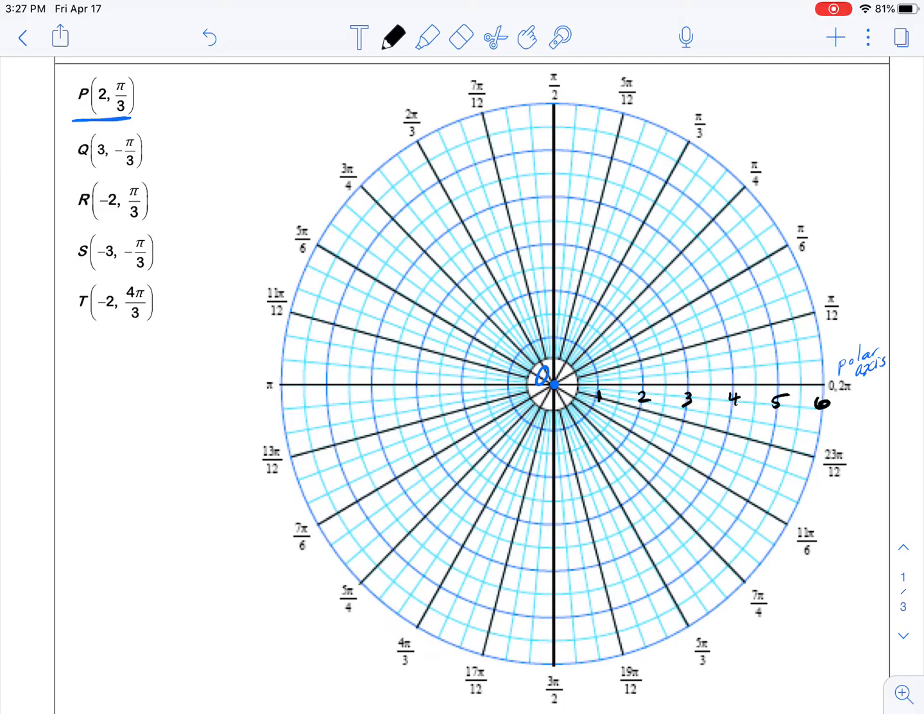Okay. And if we were to go back now and plot point P, we'll start with our angle first, which is right over here at pi over 3. So we know that our point is going to be somewhere along this diagonal looking line, if you will, because it has an angle of pi over 3. We would then find the distance of 2 away from the pole, which would mean that our point P has to be right over here. There's our point P.